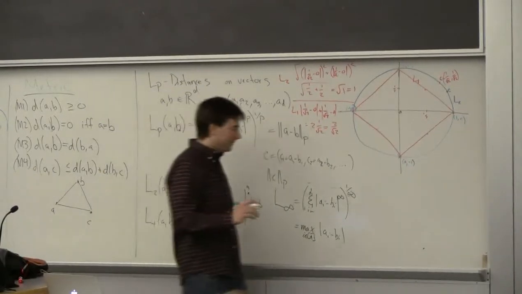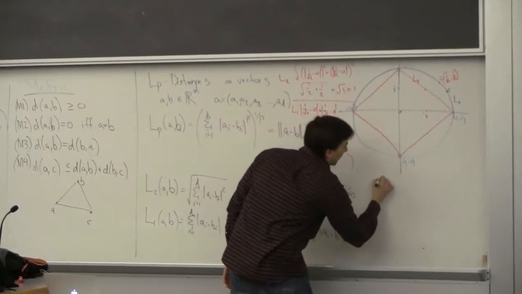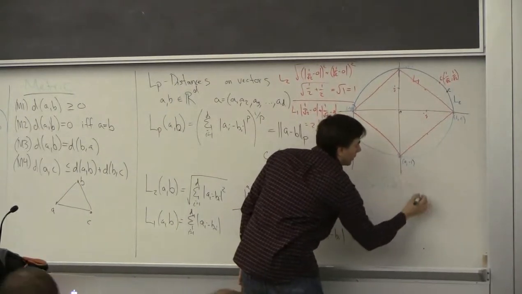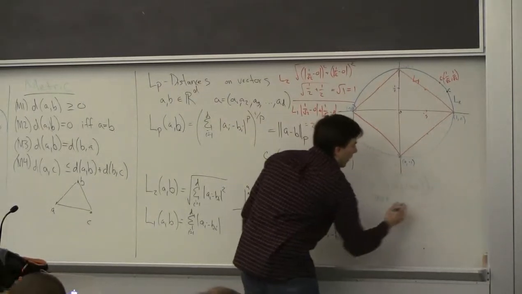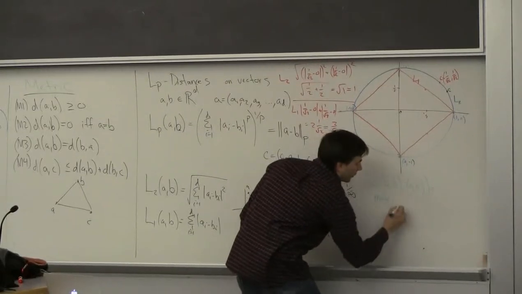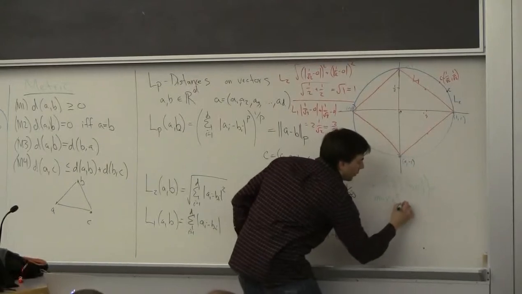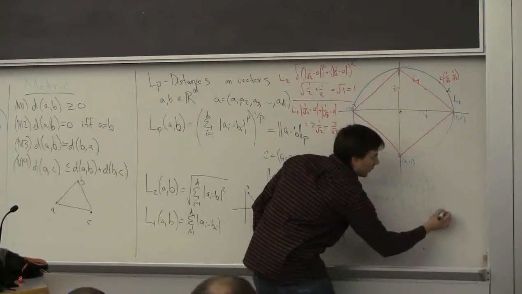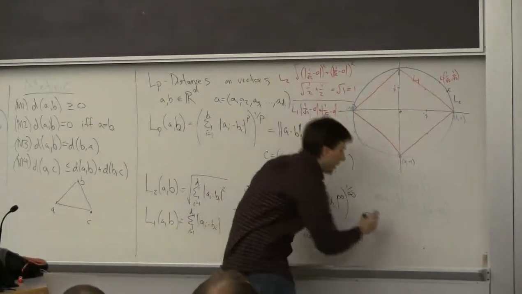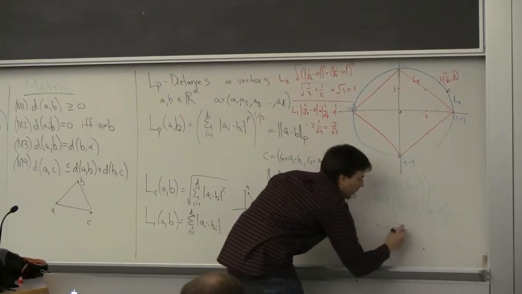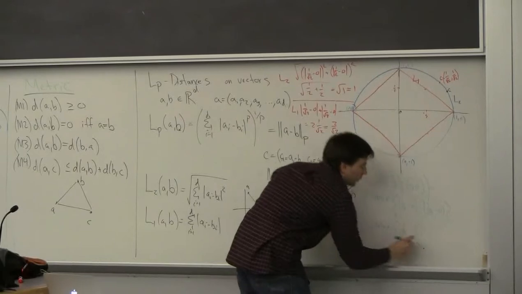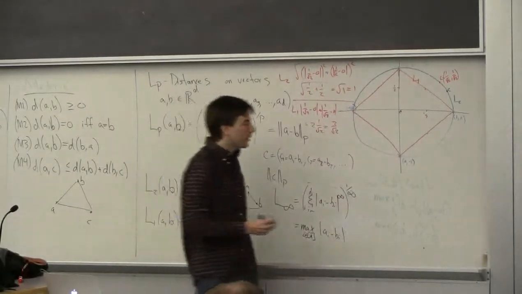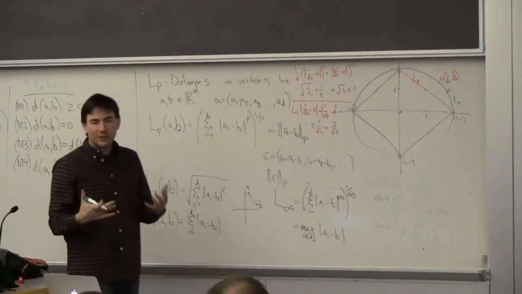So the L infinity of 1 over square root 2, 1 over square root 2, 0, 0 is going to be equal to the max of these 2 quantities: 1 over square root 2 minus 0 and 1 over square root 2 minus 0. Both of these quantities are equal to 1 over square root 2. So the maximum of these two is 1 over square root 2. This is about 0.7 something, so this quantity is less than 1.